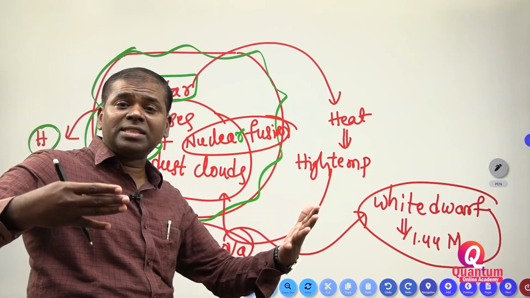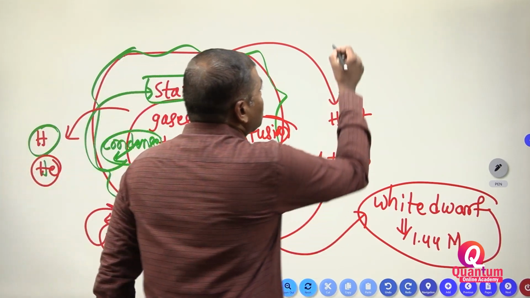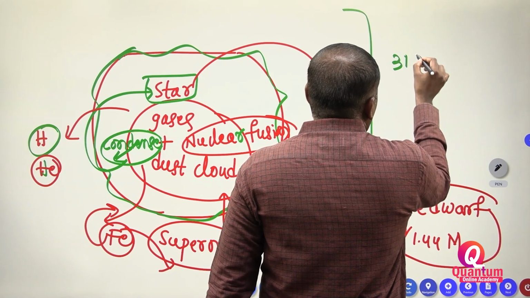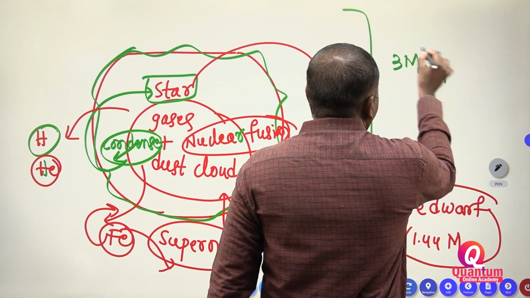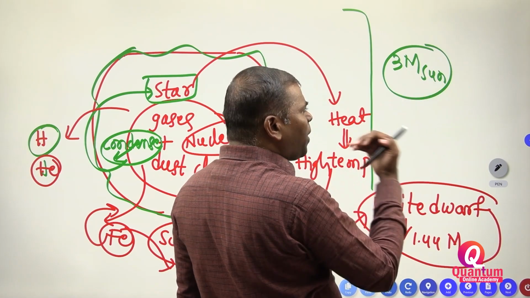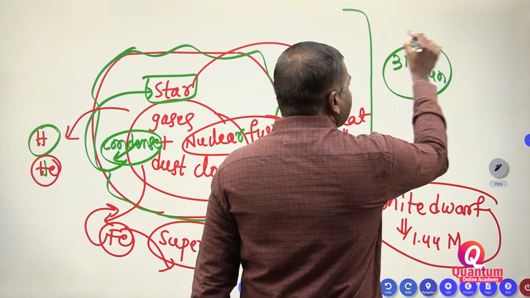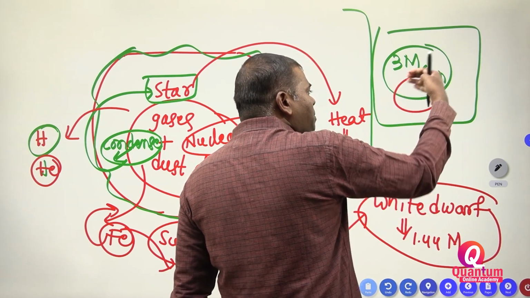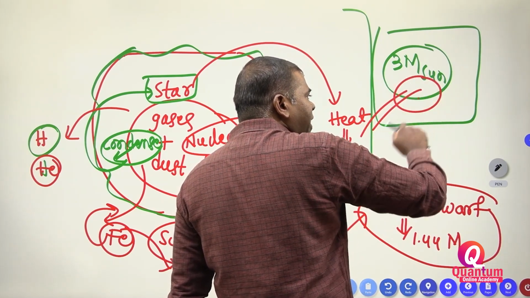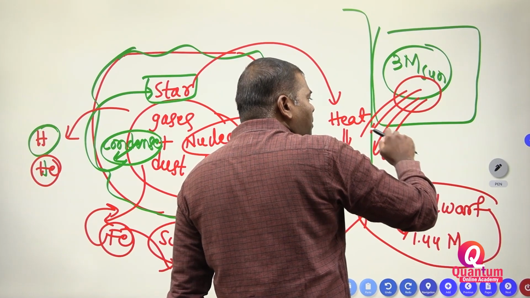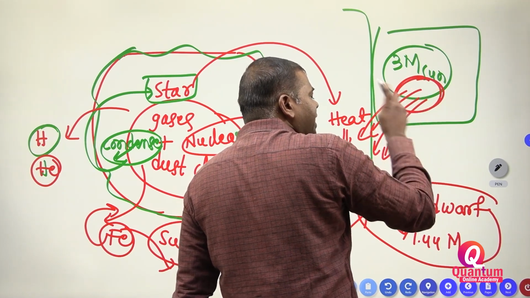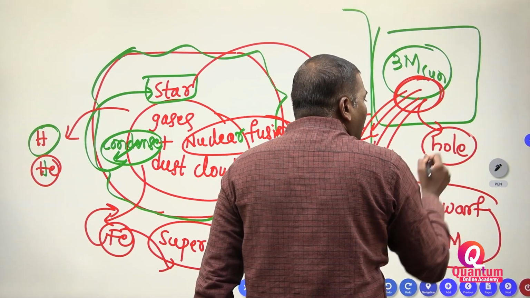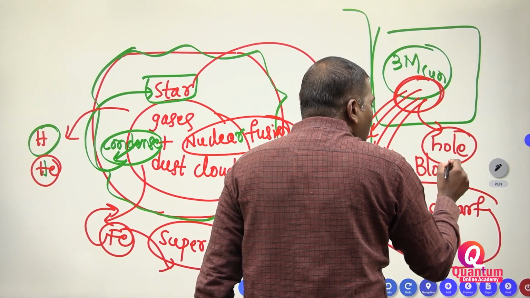Suppose there are more massive supernovas also. Suppose you take 3 times the mass of the sun. Some portion of the mass will disappear. Suddenly some portion of mass disappears, which means a hole is forming. That hole, we call it a black hole.